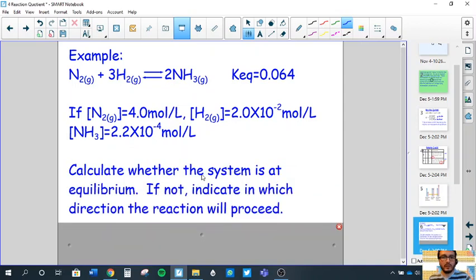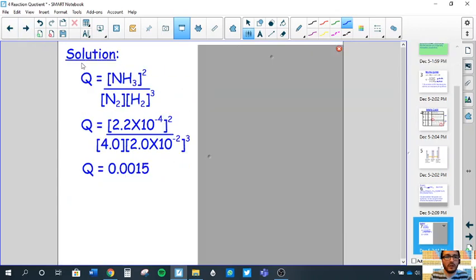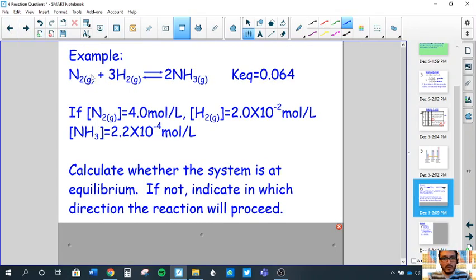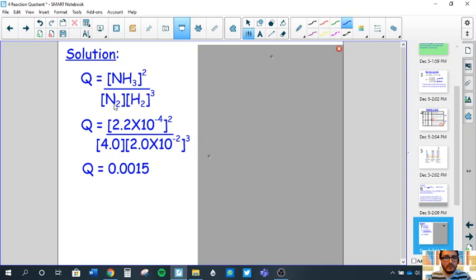So we have to calculate whether the system is at equilibrium, and we do that by plugging in these concentrations into our Q expression, which is going to look very similar or exactly the same as a KEQ. So remember, all of these exponents, they come from the balanced equation here. So it's products over reactants, ammonia to the power of 2, over nitrogen times hydrogen to the power of 3. Plug those in and look, we get 0.0015.